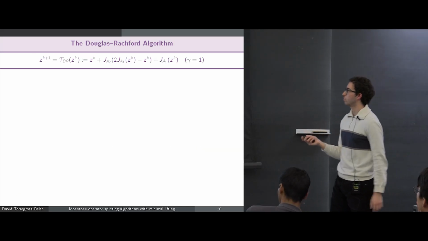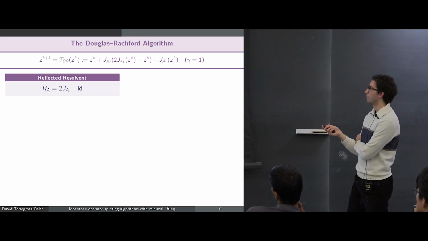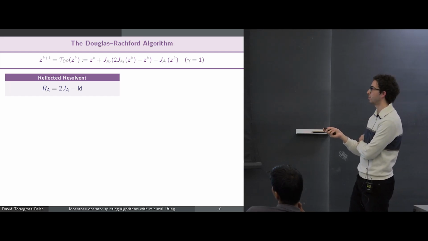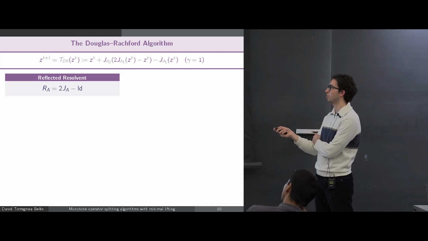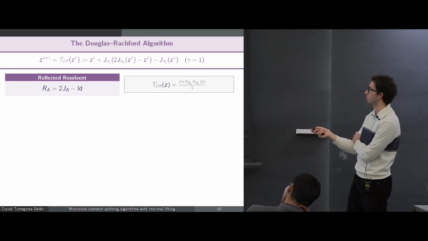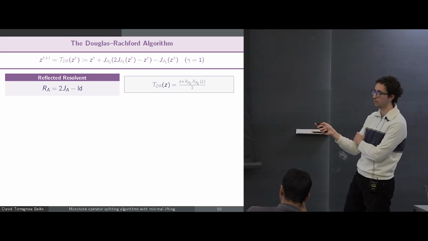So I want to give you one illustration of how this algorithm works. This is the expression that I just showed you, but in order to show this picture, I think it's better if I just work in terms of the reflected resolvent, which is this operator R_A, which is 2 times the resolvent minus the identity. Then the Douglas-Rachford operator has a different expression, which is given in this way: you first perform the reflected resolvent of the first operator, then the second reflected resolvent, and then you do the average.